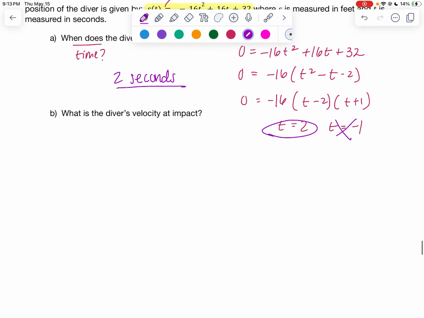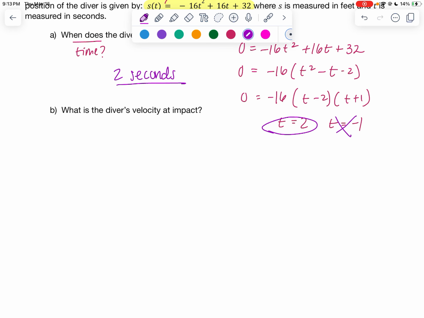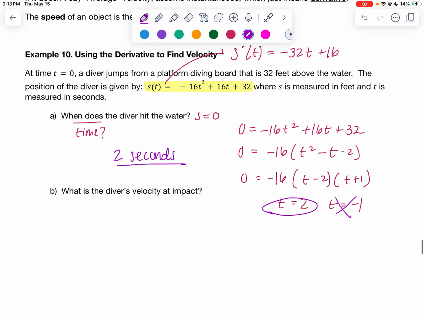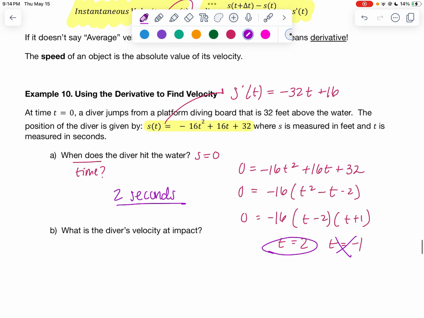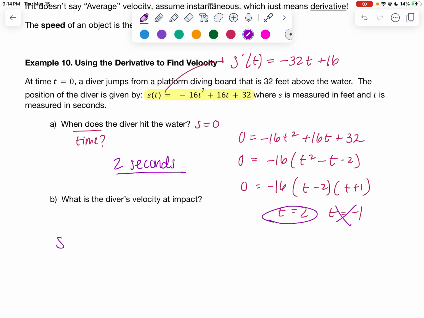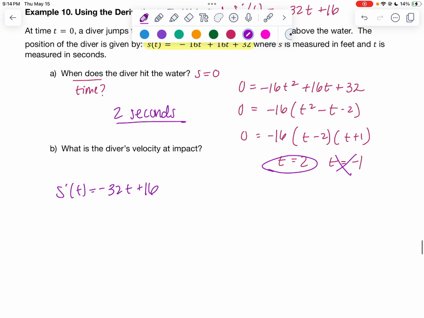Cool, let's do part B. It's asking, what is the diver's velocity at impact? We said that v of t is equal to s prime of t. We already found s prime of t up above. So I know that s prime of t is equal to negative 32t plus 16. I know this to be s prime of t and also v of t.